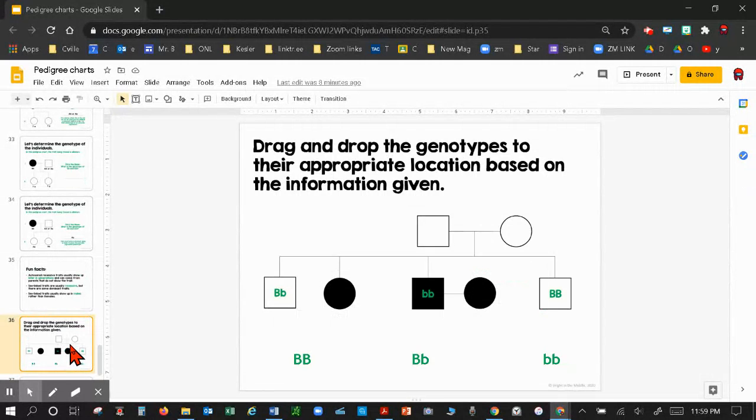Take a moment, go ahead and drag and drop the genotypes to their appropriate location based on the information given here. So take a look and drag them to what you see here. What could indicate the genotypes of the people above? Pause the video if you need to do so.